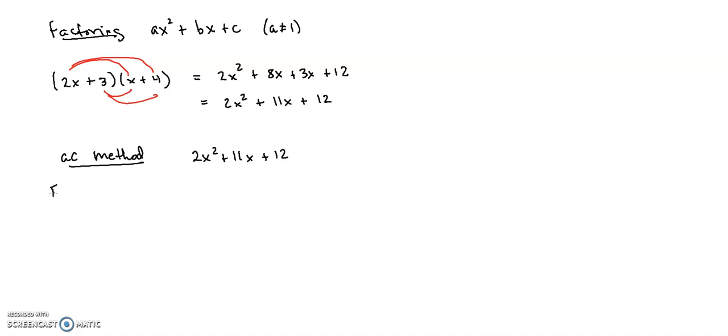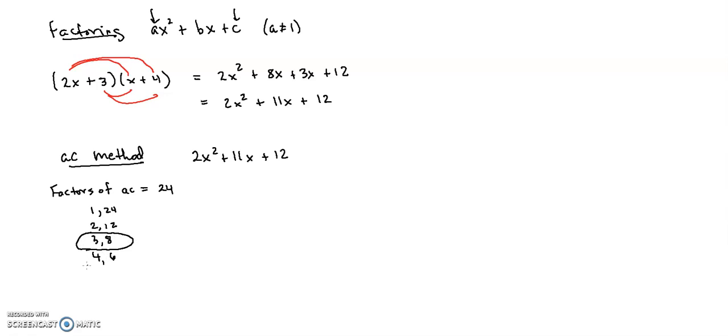So for the AC method, what you do is you look at the factors of AC. So A is right here, C is right here. So you do A times C, which is 24. All right, so we're going to look through the factors of 24. All right, 1, 24. 2 goes into it, 2, 12. 3 goes into it, 3, 8. 4 goes into it, 4, 6. 5 does not. 6 does, but we already have that factor. So we've got all of them. Now we're looking for the combination that's going to give us 11 in the middle.